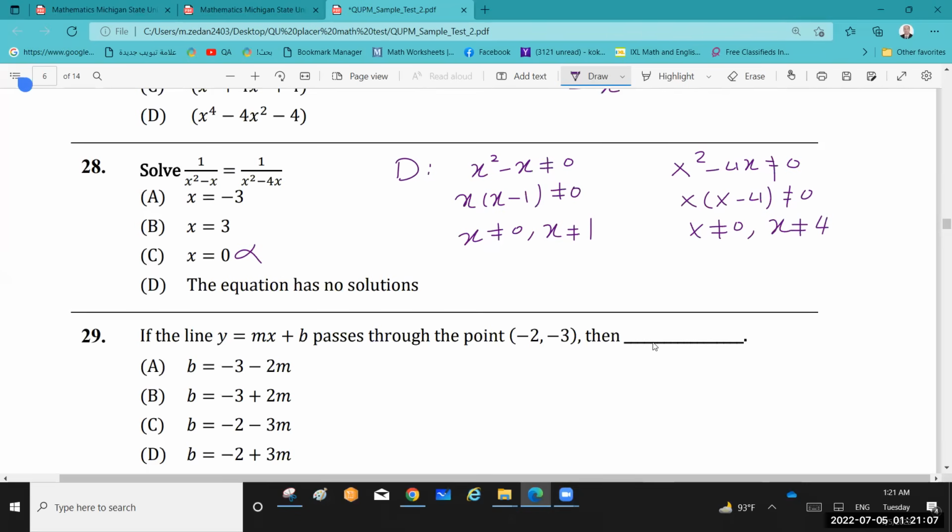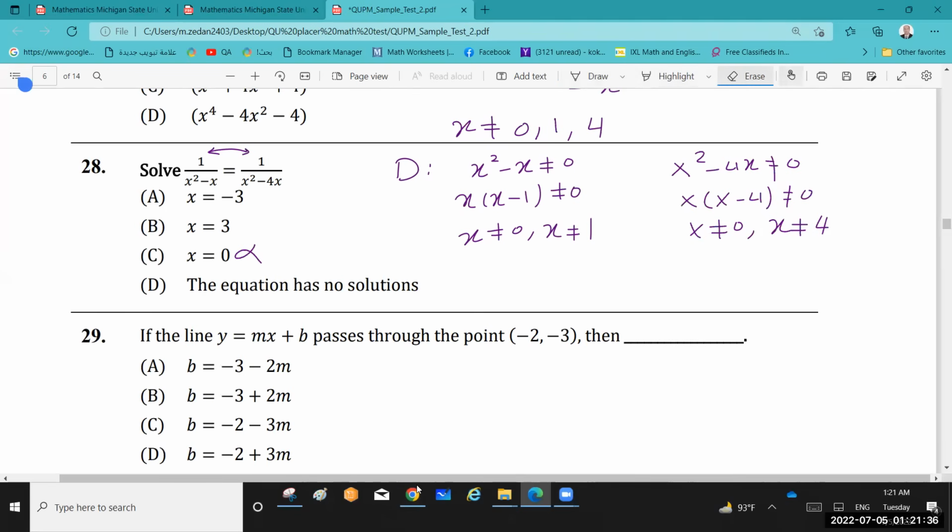So this is the domain. I have excluded values 0, 1, and 4. The x can never be these values. After finding the domain, you can cross multiply and solve, or you can simply, since the numerators are equal, just write that the denominators are equal. That's it.